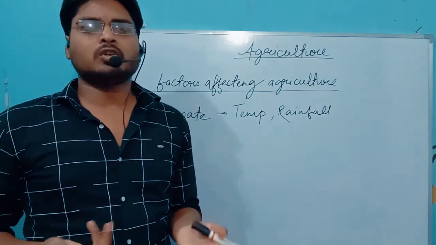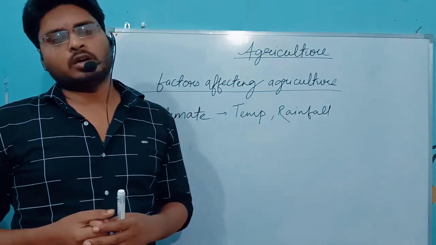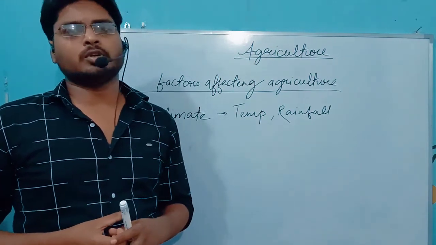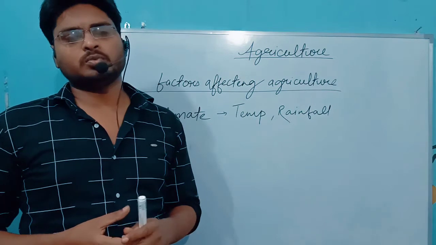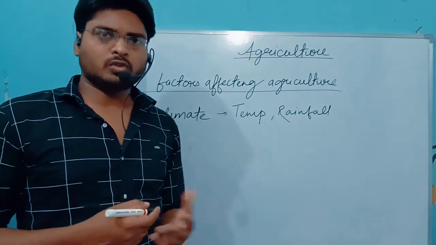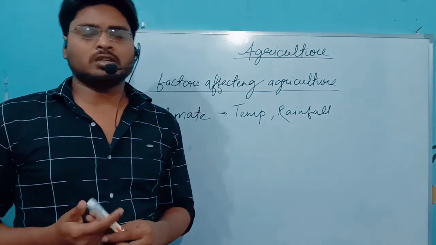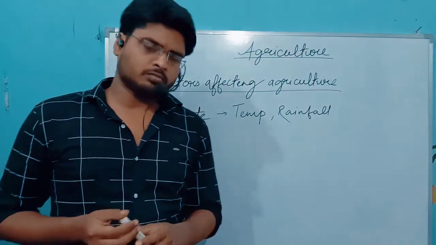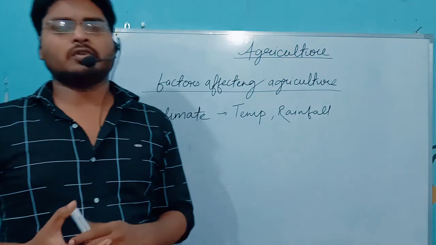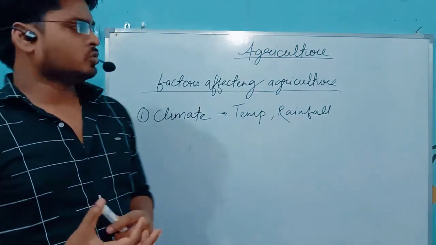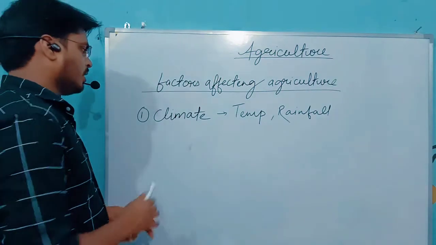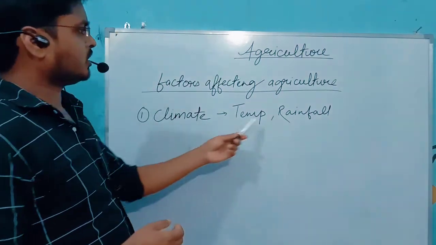You have seen in your villages also how farmers are totally involved in agricultural work, because they have to take care of the crops and the growth of crops. So we will read the factors which affect agriculture and what patterns we have to take care of for practicing agriculture. Number one is climate. So let's start with climate, in which there are temperature and rainfall.